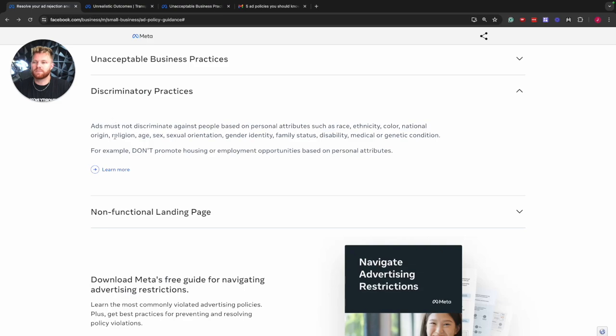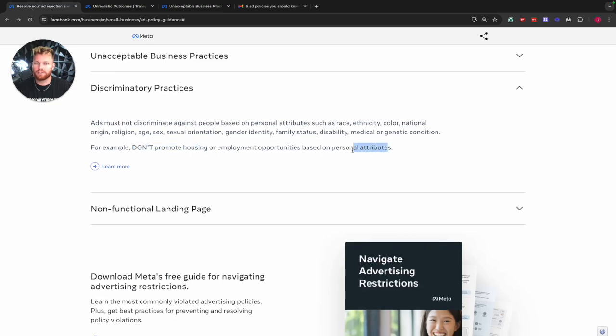Discriminatory practices. Ads must not discriminate against people based on personal attributes such as race, ethnicity, color, national origin, religion, age, sex, sexual orientation, gender identification, family status, disability, medical or genetic condition. There's a lot there, and there's a lot that you can get flagged on, and I've been flagged with this, but that just doesn't make sense sometimes. For example, don't promote housing or employment opportunities based on personal attributes.